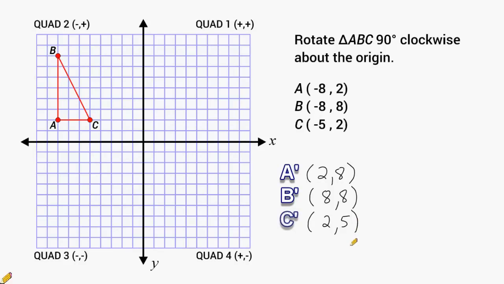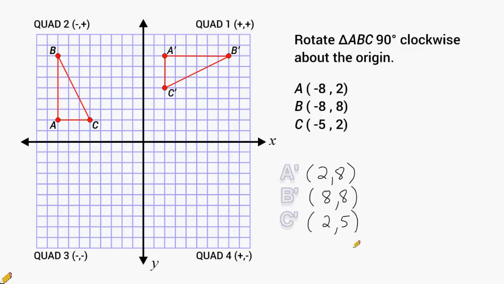Now that we have the coordinates to where our triangle is going to be rotated to, let's go ahead and plot those points. So point A is going to be at +2, +8, and point B is going to be at +8, +8, and point C is at +2, +5. So if we rotate our shape 90 degrees clockwise, you can see that our triangle will line up perfectly with the 3 points that we just plotted.